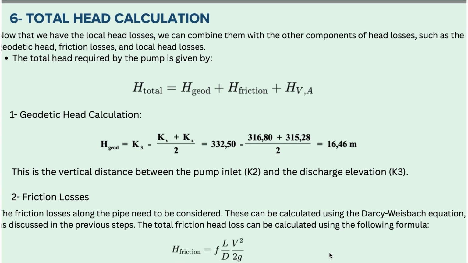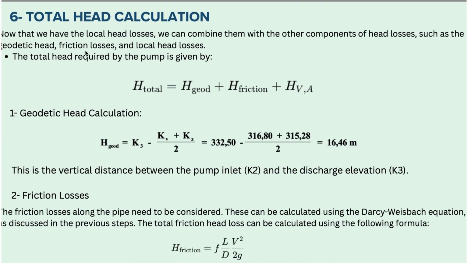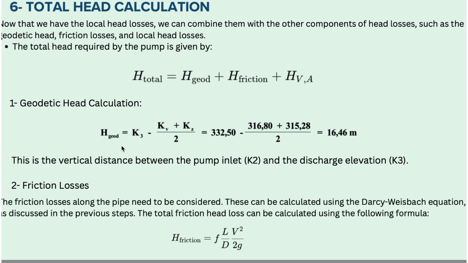To calculate the total head loss equation, after we have already the local head losses, we can combine them with other components of head losses, such as the geodetic head loss and also the friction losses. So to calculate the geodetic head, we use this formula right here. This is the vertical distance between the pump inlet and the discharge elevation K3. And you plug in all of the elevation levels divided by 2 to get this value.